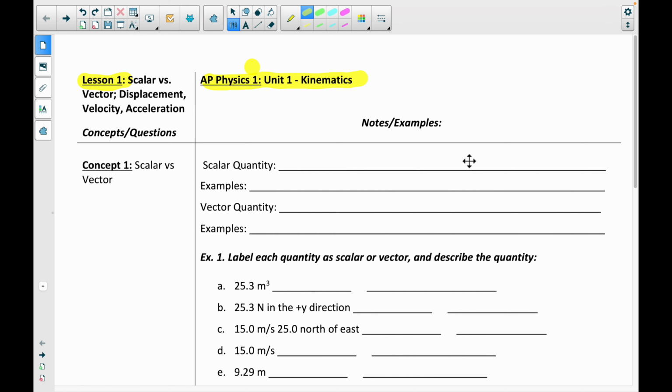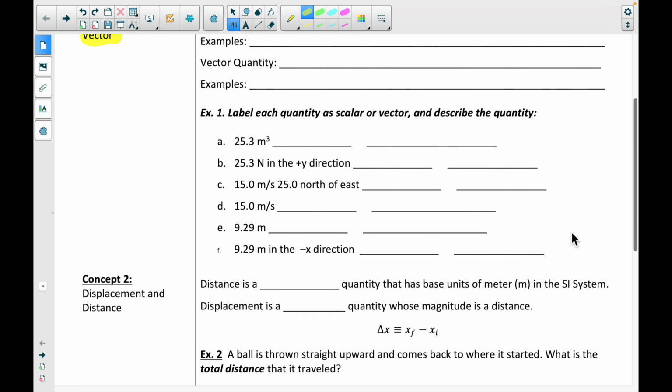The main section here, where it says notes and examples, is where we will write down most of our information. But in the margins, I'm going to have some concepts delineated, so kind of break them up so you know what each thing is about. In addition, I will use the margins from time to time for random notes, but I also encourage you to write down questions.